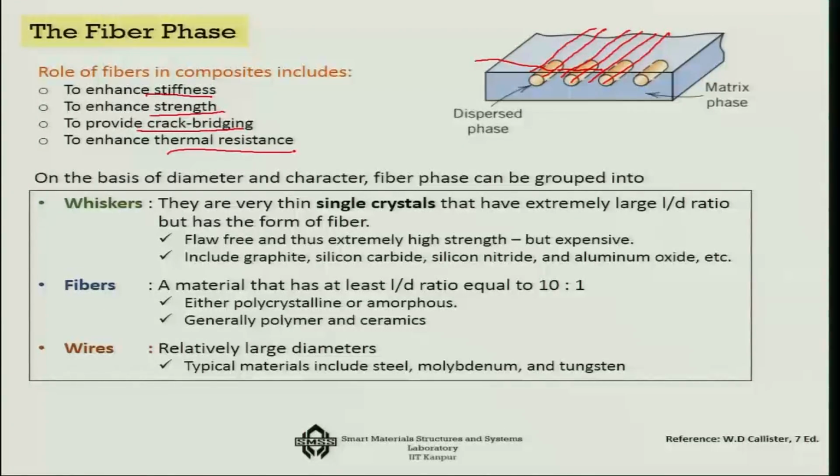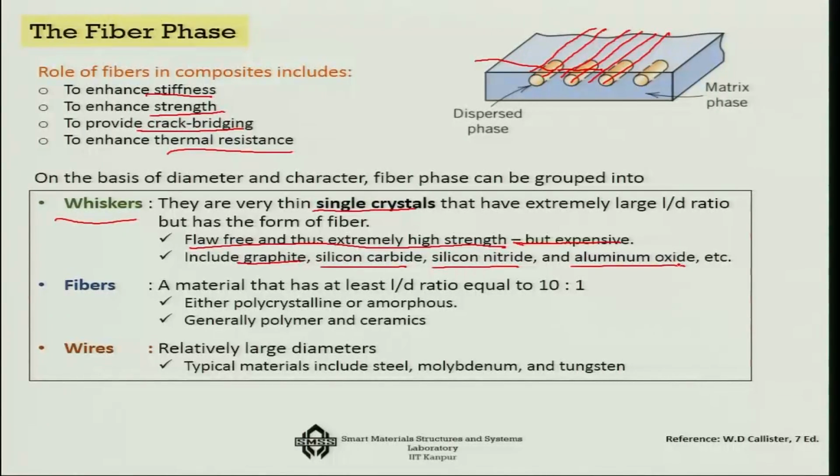Now, there are three types of fibers. Some fibers are actually a little bit of an extension of particles, we will call them whiskers. They are actually very thin single crystals that have a large L/D ratio and have the form of a fiber, and they are flaw free, and thus they are of extremely high strength but expensive. This includes graphite, silicon carbide, silicon nitride, aluminum oxide, etc.